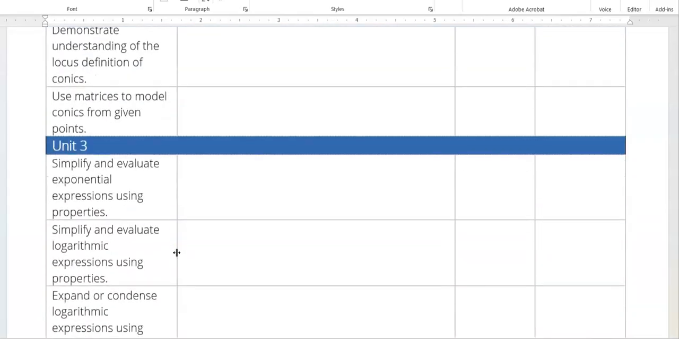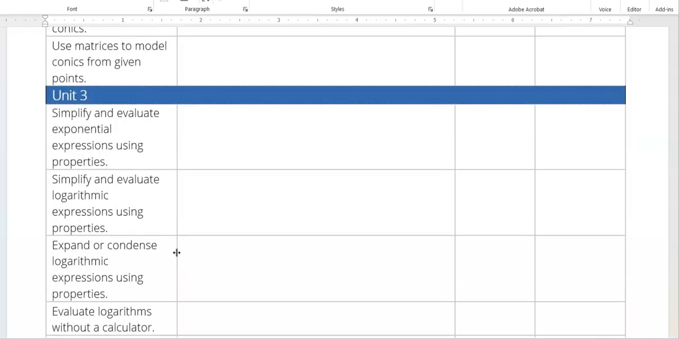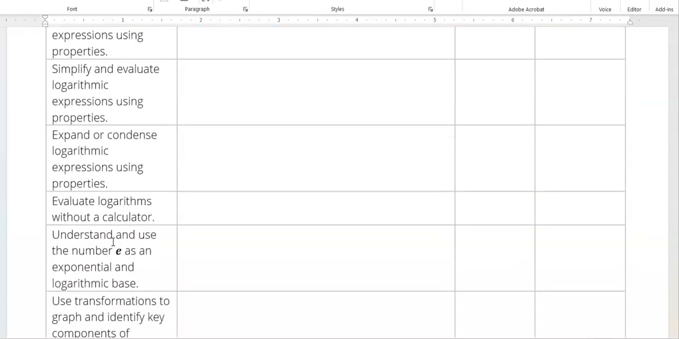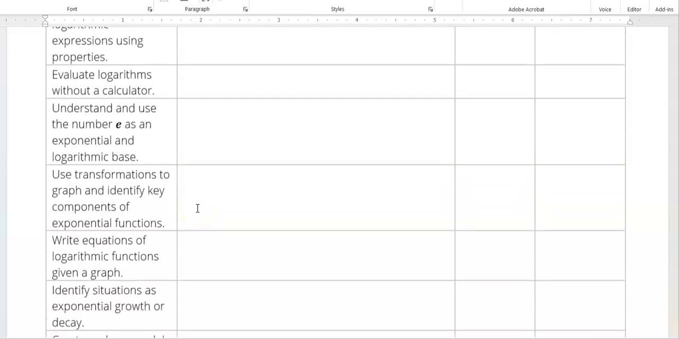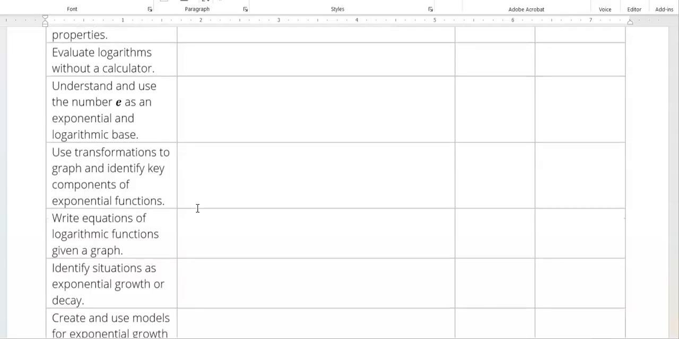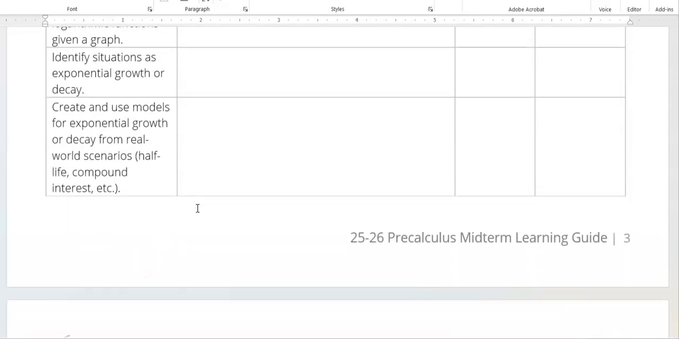And then when we look at Unit 3, this was our log and exponential unit. And so we see all the basics: simplify and evaluate logs and exponentials with our properties, expand and condense, etc. So we can kind of look through these. But again, instead of reading all the things that are here, the things that we notice that aren't here are that there is no logistic growth.